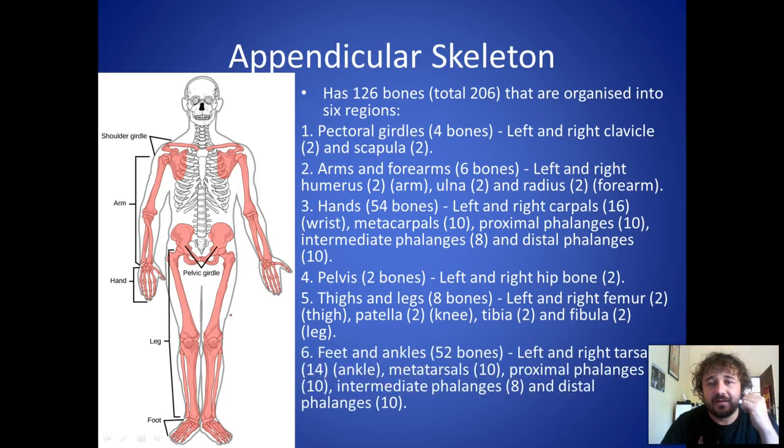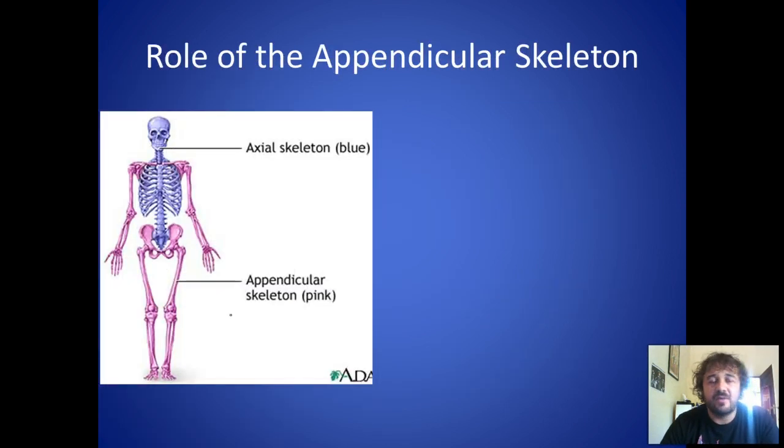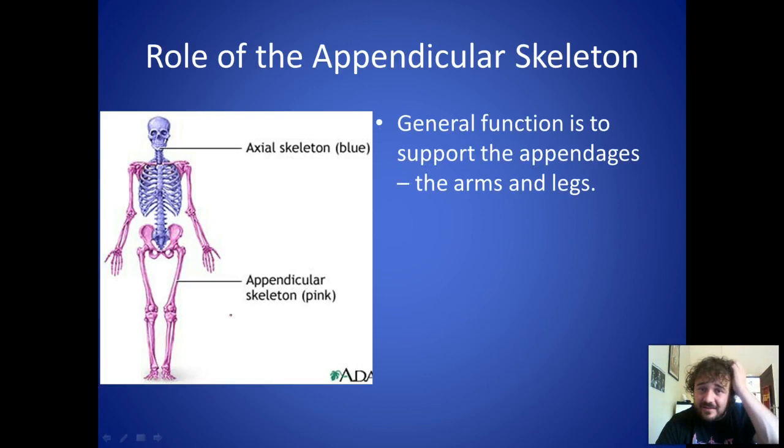And then you've got the feet and ankles. Now, so that's where we're at there. Alright, so what does the appendicular skeleton do? The appendicular skeleton supports the appendages. So it helps us run around.